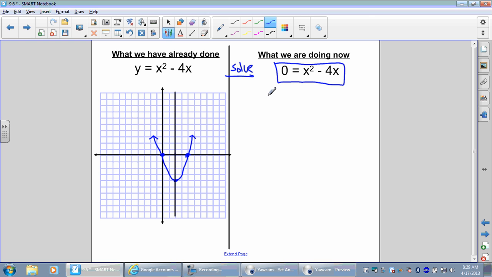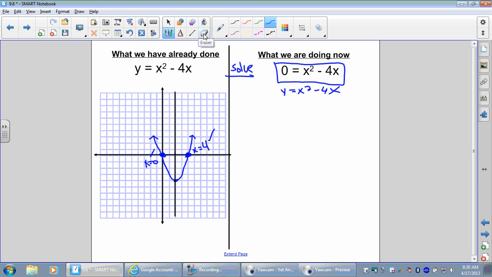Well, how in the world are we going to do that? Well, these numbers right here actually produce a 0 value. Look at it. This number right here, x equals 0, and this one right here, x equals 4, those will actually make this true. Let me show it to you. 0 squared is 0, minus 0 is 0. Makes it true. 4 squared is 16, minus 4 times 4 is 16. 16 minus 16 is 0. So both of these make it true. So one of the ways to solve quadratic equations is to make them into quadratic functions and then graph them and look for the zeros.